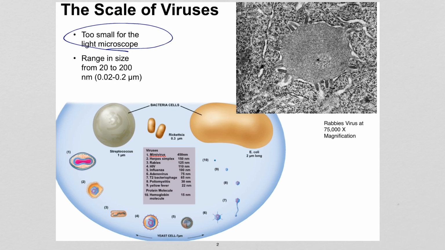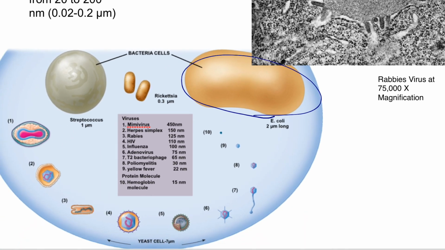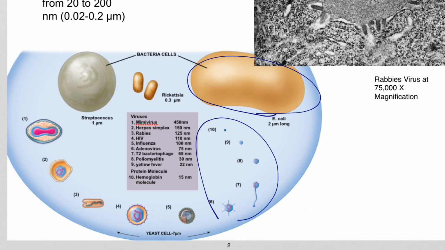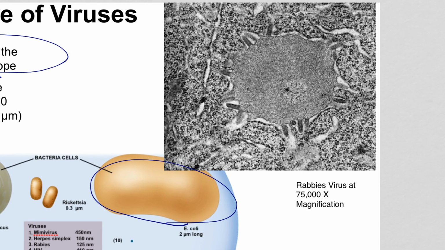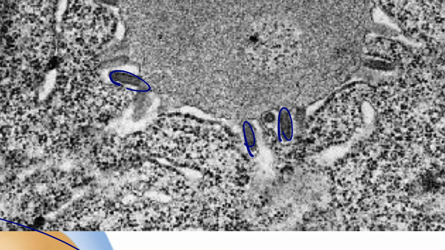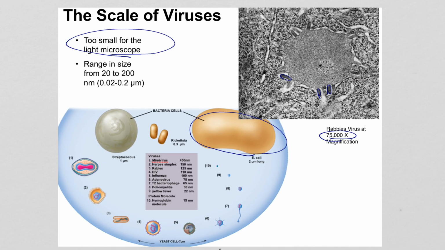For comparison, this is to scale. If this is one E. coli cell, this is the size of most viruses that we're dealing with. They're really, really incredibly small, and some of them even smaller than that yet. This is a 75,000x magnification of rabies viruses, these tiny little particles right there. And so problem one is they're just so small, they're incredibly hard to study.